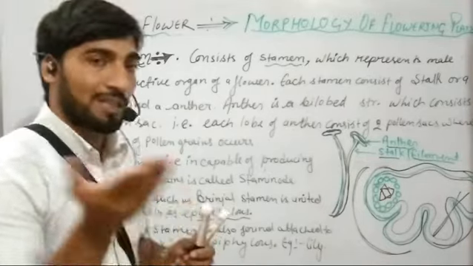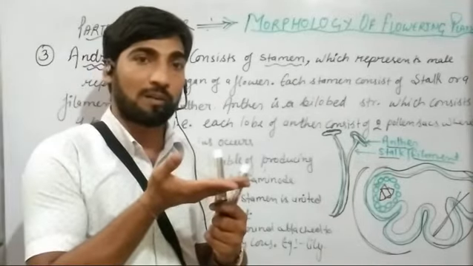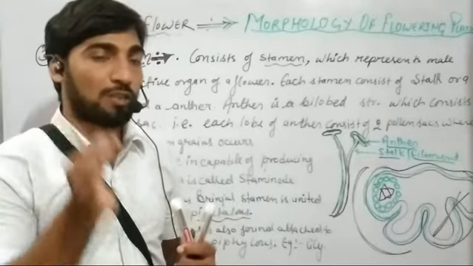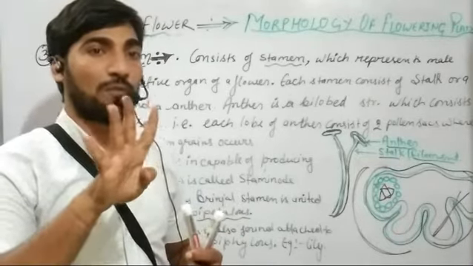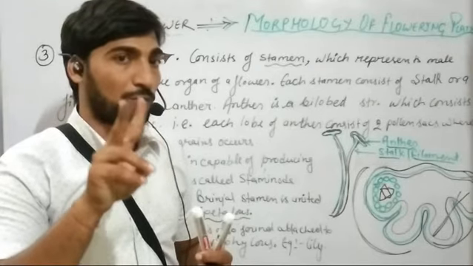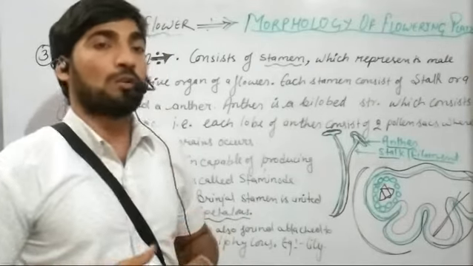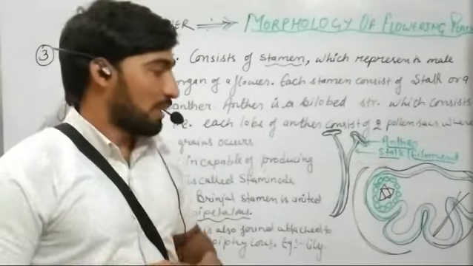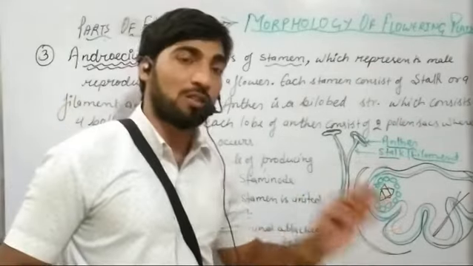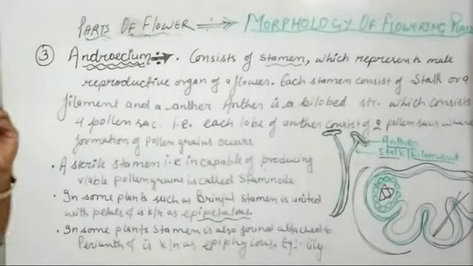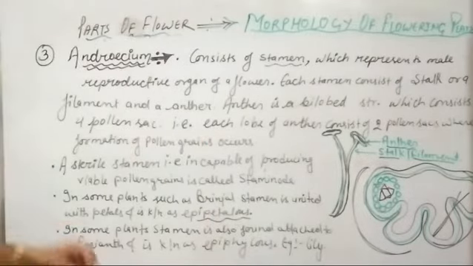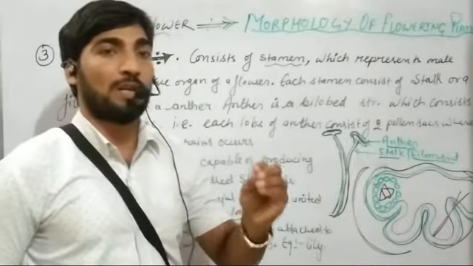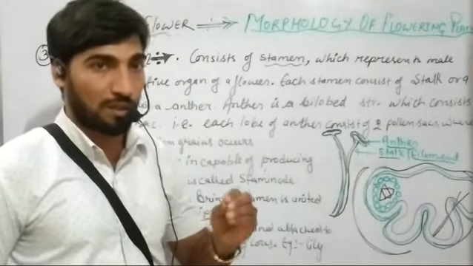So when we cut the transverse section of an anther, we see that it is a bilobed structure, and each lobe consists of two pollen sacs. So the total number of pollen sacs present in an anther is 4, because it has two lobes and each lobe contains two pollen sacs. Further, these pollen sacs are the site where the formation of the male gametophyte, or the pollen grain, occurs.